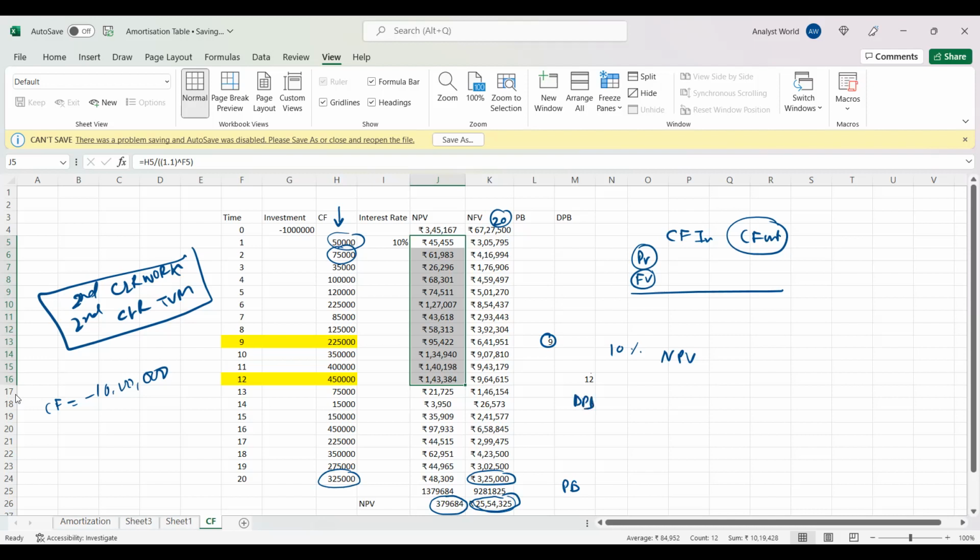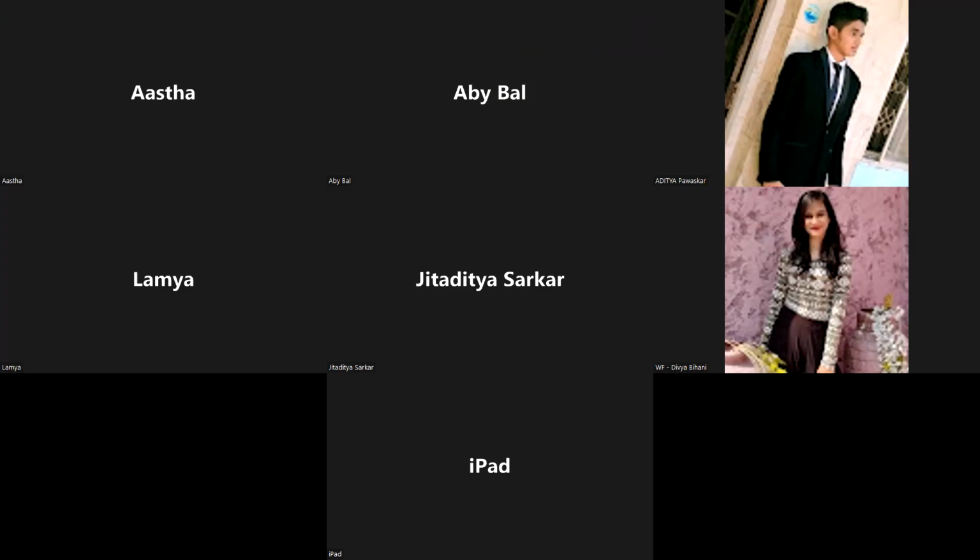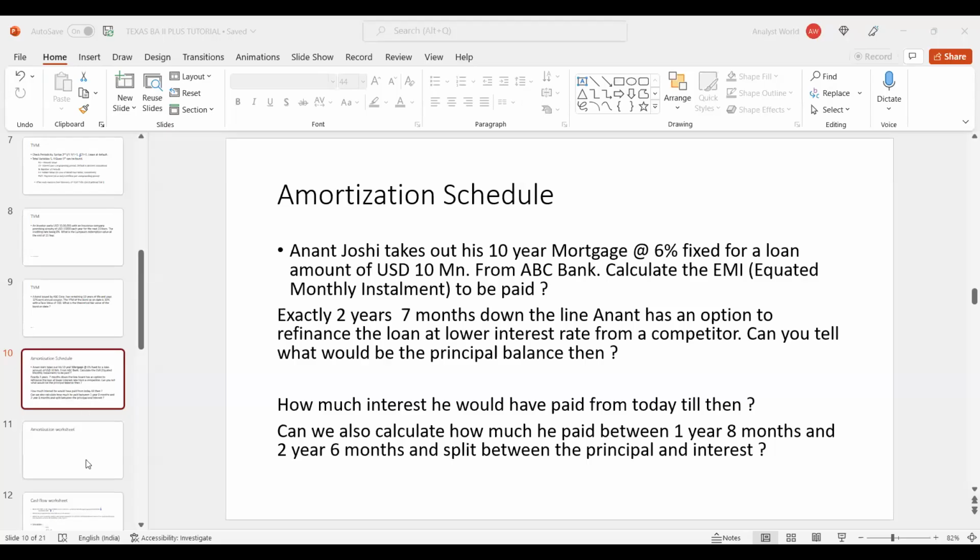When you see DPV, press CPT and see for yourself whether you're getting this value or not. So take this as homework. If you have understood this, then you have actually understood how to calculate the cash flow worksheet. So from here, let's go back to the next portion of the calculator.